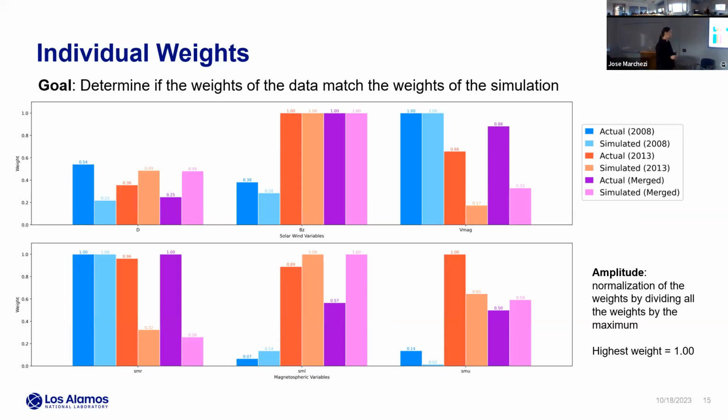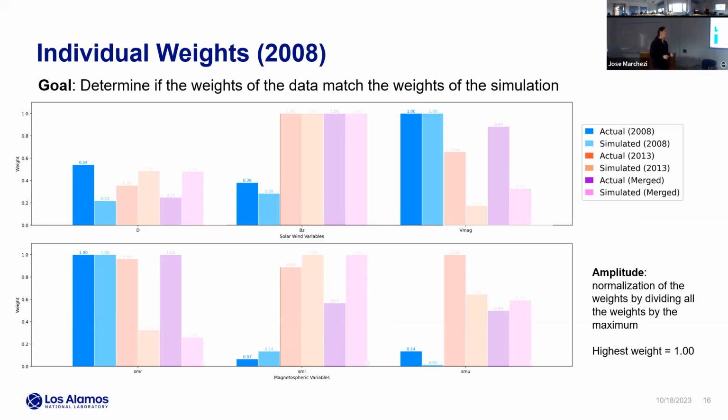Next, we quantified individual weights. This is quite a heavy plot, but since we're only looking at the 2008 storm, I've highlighted it here. We have the darker value as our actual data and the lighter as our simulated. And we can see, even without looking at the actual numbers, it is pretty similar. So we do have an agreement. With our goal to determine if the weights of the data match the weights of the simulation, they kind of do, which is a really great sign. One thing to note is that we did use an amplitude weight. Basically, we just normalized all the weights by dividing by the maximum such that our biggest driver would be 1. That was just a way to compare the data.